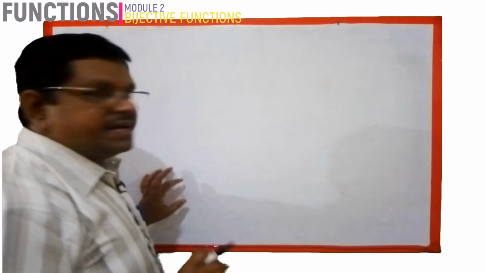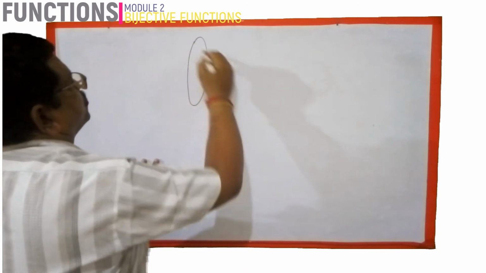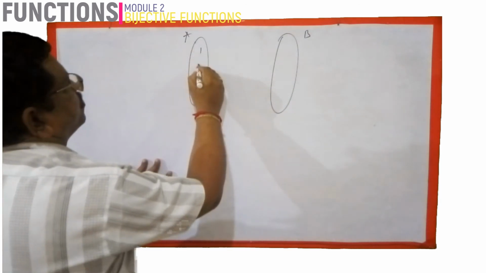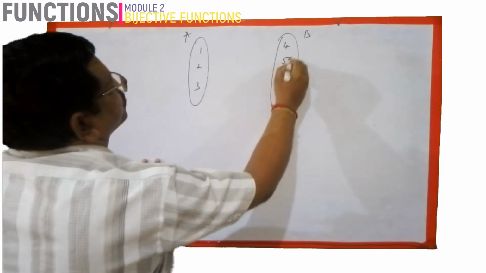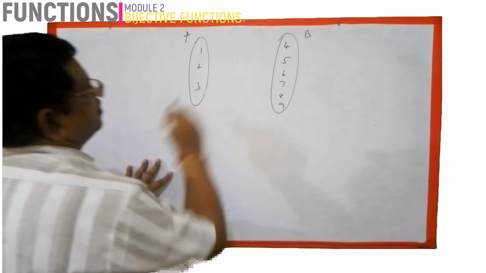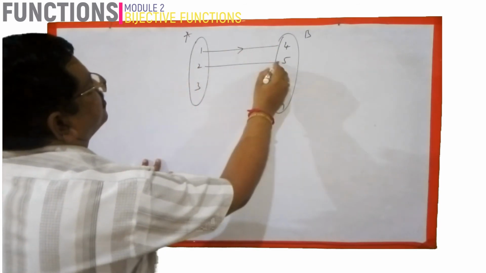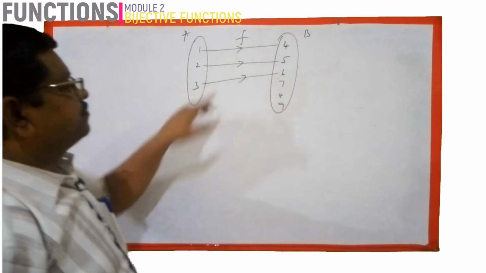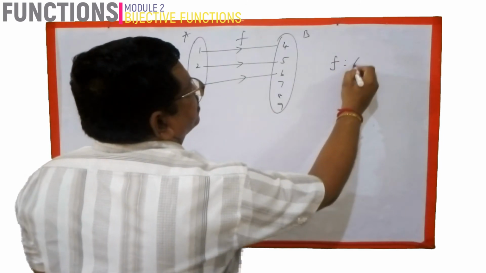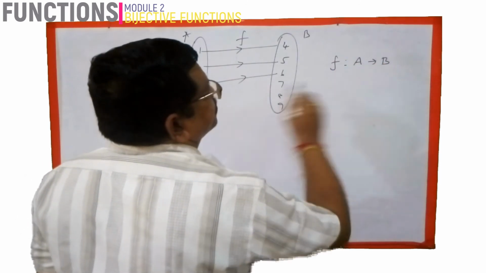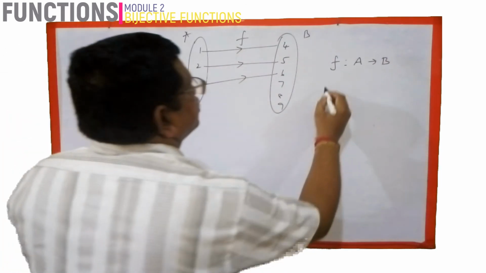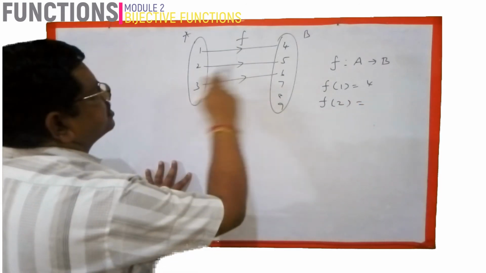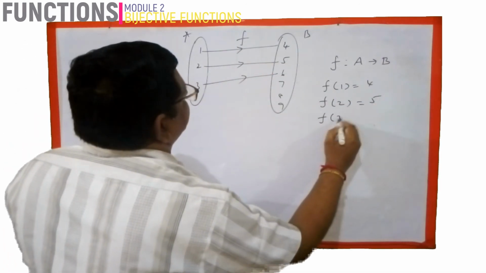Next, now we can take one example. Suppose this is set A, say this is set B. Here the elements are 1, 2, 3. Here the elements are 4, 5, 6, 7, 8, 9. Now look here. This is a function f. The function f is associating the elements from A to B. Now look here. Here f of 1 is equal to 4. Here f of 2, the image of 2, is 5. Here f of 3 is 6.